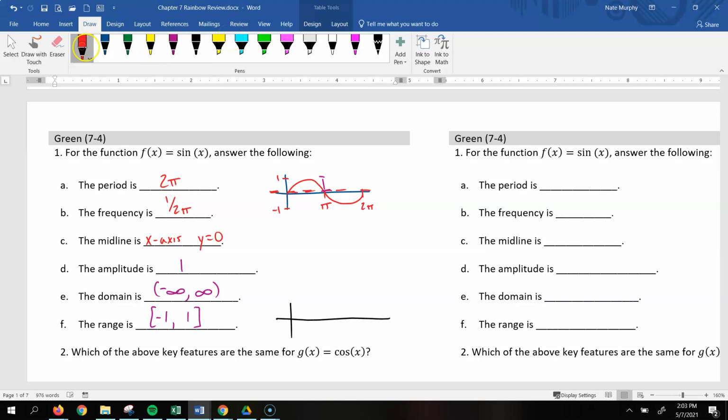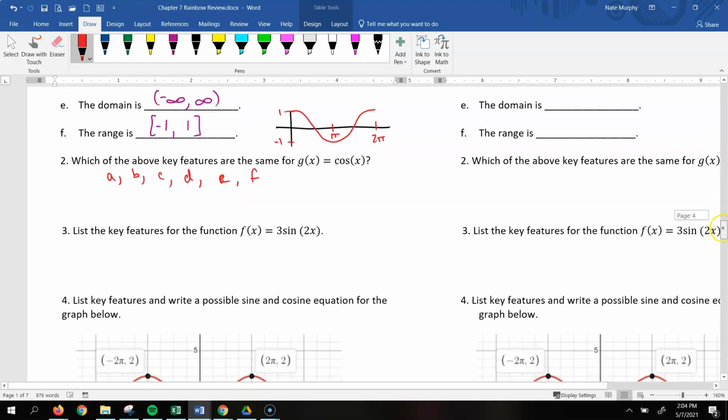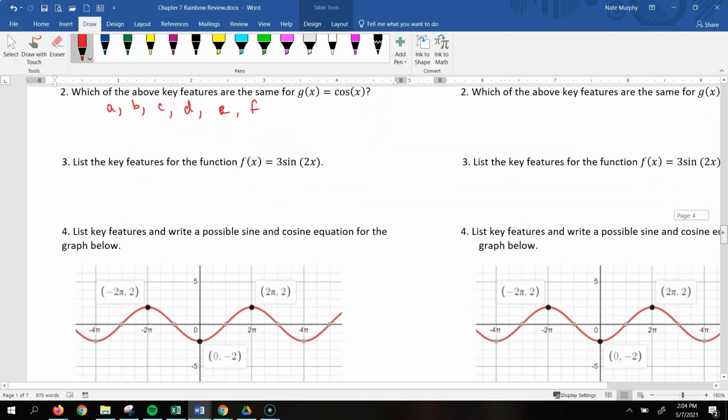So the cosine function, one period would look like this. So what's the same? Well, the period is still 2 pi, so that's the same. The frequency then is the same. That's going to be 1 over 2 pi. The midline is in the same place, so that would be the same. The amplitude is the same. The domain is the same. And the range is the same. So other than the shape of the graph, everything is the same between those two functions.